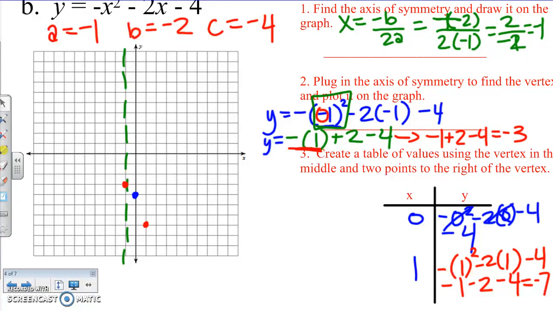And then to get my other 2 points, I'm simply going to reflect those across my axis. So this one's 1 away, this one's 2 away. Get a parabola that looks like this.